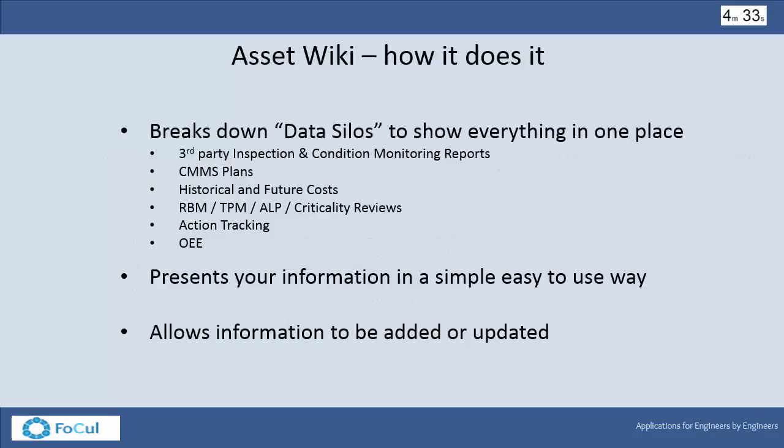So we do this by breaking down the data silos that are already in place. We pull together information from your third-party inspection providers, from your CMMS system, from your costing systems, and any initiatives such as risk-based maintenance or asset life plan or criticality reviews. We also have an action tracking module, and we can also pull in overall equipment effectiveness data as well. And we present all this information in a simple, easy-to-use way. In addition to that, people can then go on to add information so that the Asset Wiki becomes a single shared notebook for all of the work undertaken by your asset management team.